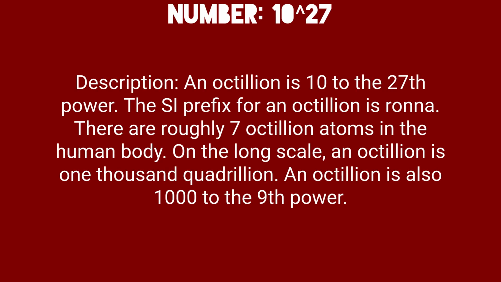10 to the 27th power. An octillion is 10 to the 27th power. The SI prefix for an octillion is ronna. There are roughly 7 octillion atoms in the human body. On the long scale, an octillion is 1,000 quadrillion. An octillion is also 1,000 to the 9th power.